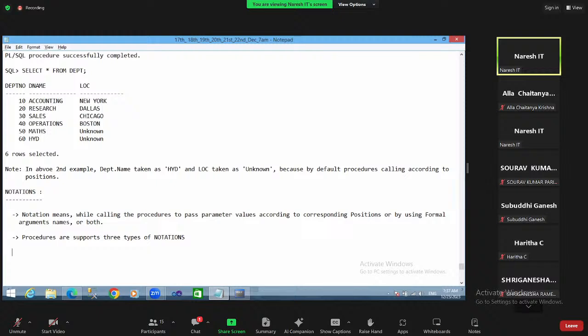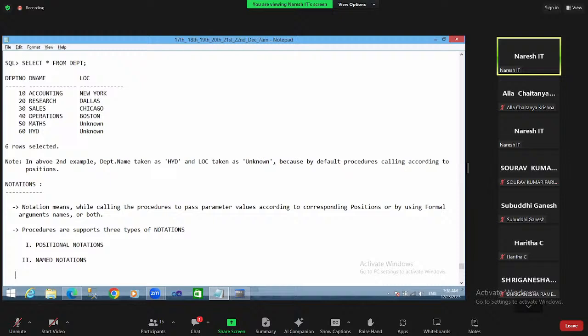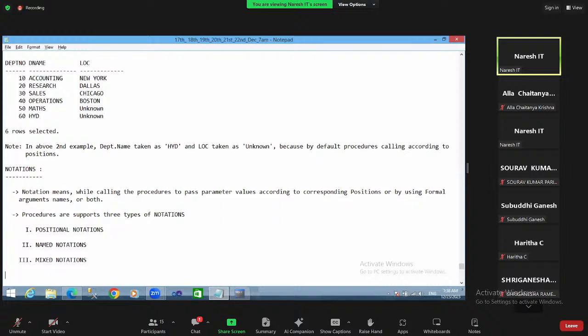Now, the procedure supports three types of notations. One is positional notation. Second one is named notation. Third one is mixed notation. Positional, named, and mixed notations, that is. Okay. Positional notations, named notations, and the mixed notations.